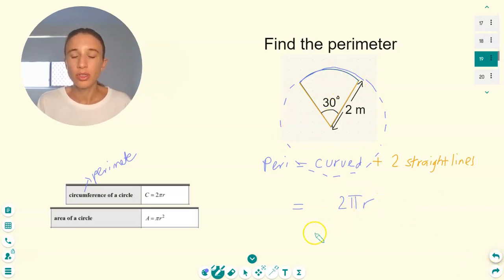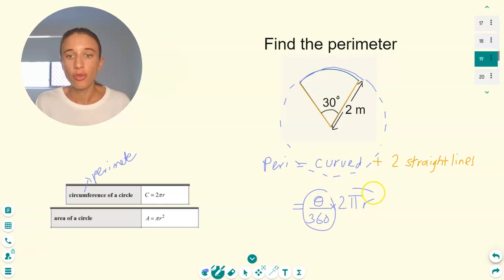But we only want a part circle. So we need to put this factor out the front, right? This factor, theta on 360 times 2 pi r. And the theta has to be this angle inside the circle. So a sector is a fraction of a full circle. And then you're just adding on these 2 straight lines here. This fraction comes from the fact that there's 360 degrees in a full circle, and the fraction is the number of parts over the whole. I hope that makes sense.